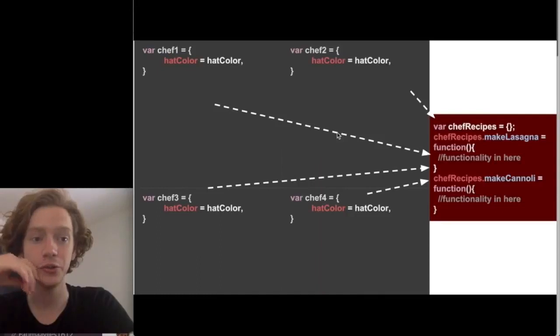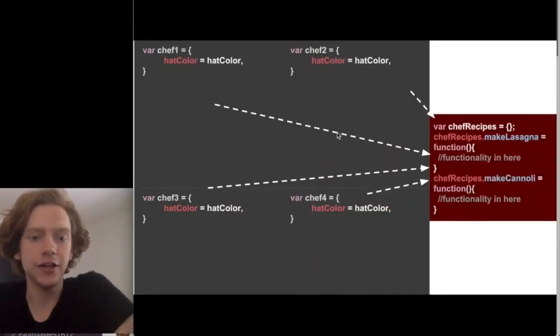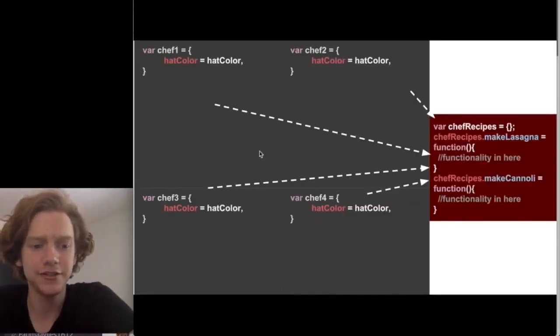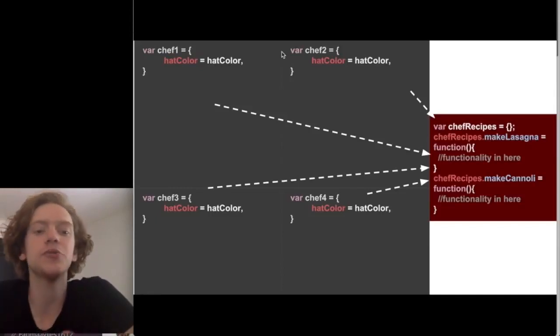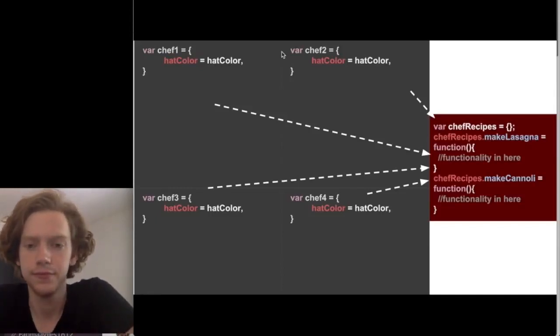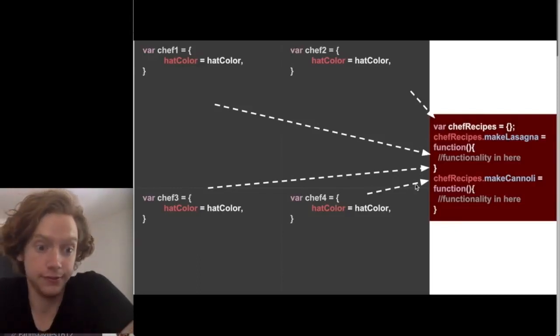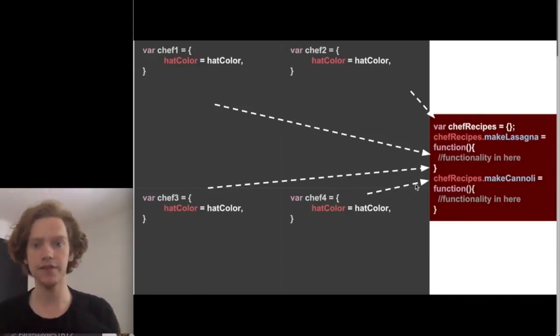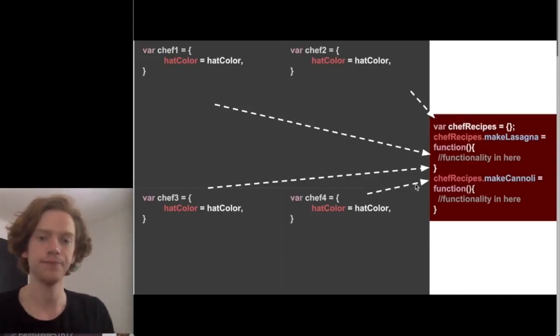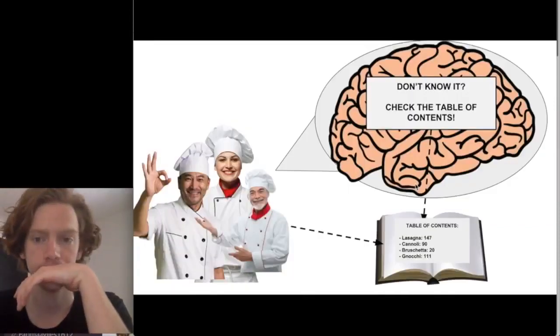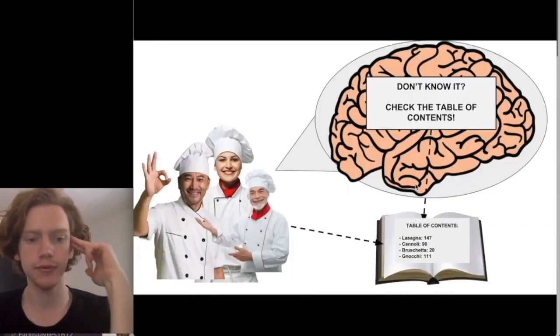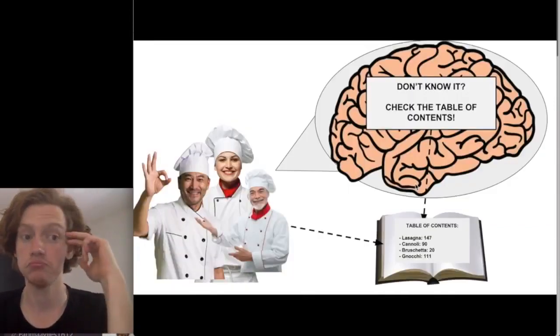Now chefs don't have to remember anything. And look, we have 4 chefs, and look how much they have nothing on them. They store almost nothing. And they all know to check the chef recipes object if someone ever asks for something, if someone ever says dot something, if someone ever says square bracket something and they don't have it, check this other object. Okay? Just like our example. Don't know it? Just check the book.